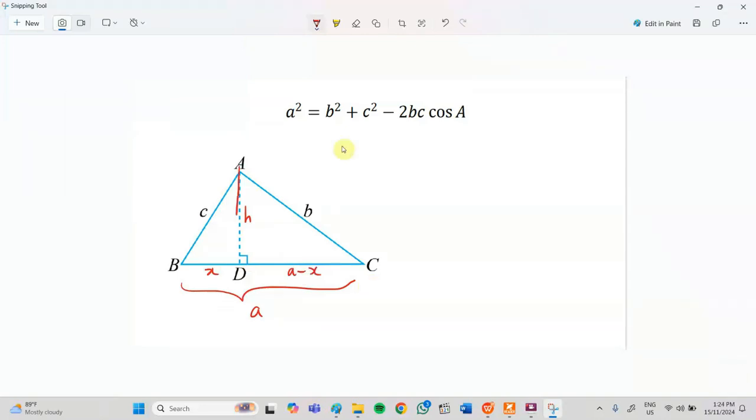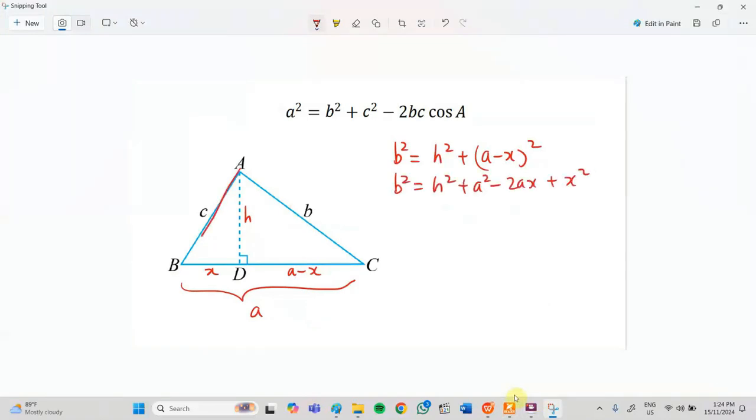We now first consider the triangle ACD, this triangle. Since it is a right angle triangle, we can use Pythagoras theorem to relate h, a minus x, and b. So the hypotenuse squared equals the sum of the squares of the other two sides, which is h squared plus a minus x squared. Expand this, you get.